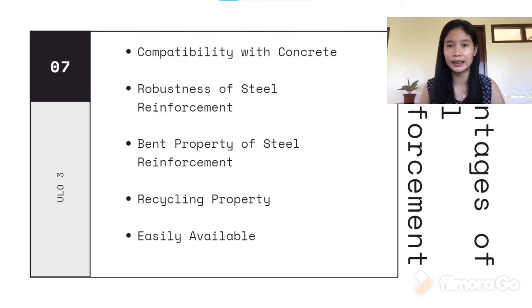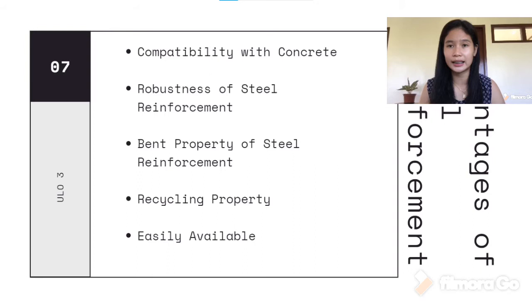Next, we have the robustness of steel reinforcement. It is the ability of a structure to withstand events like fire, explosions, impact, or the consequences of human error without being damaged to an extent disproportionate to the original cause. Next, we have the bend property of steel reinforcement.